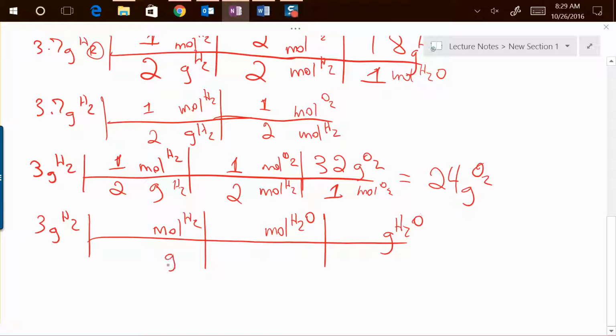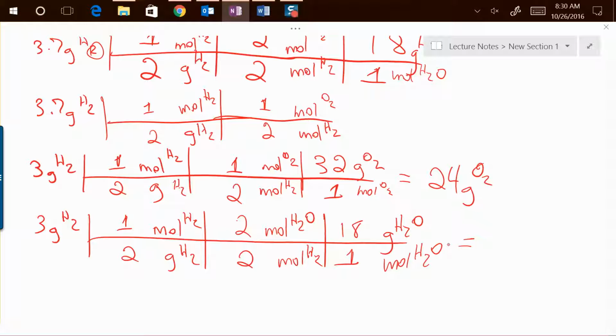Okay, drop my units. Grams of H2, moles of H2, moles of H2O. 1 to 2, 2 to 2, 18 to 1. So, 3 times 2 times 18 divided by 4, what do you guys find? 27 grams of H2O. That makes sense. 24 plus 3, 27, right? 24 grams of oxygen and 3 grams of hydrogen gives me 27 grams of H2O.